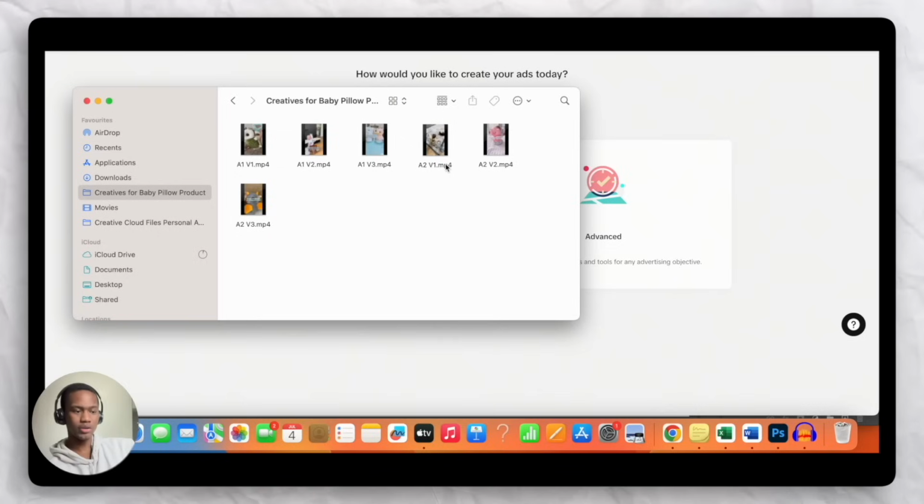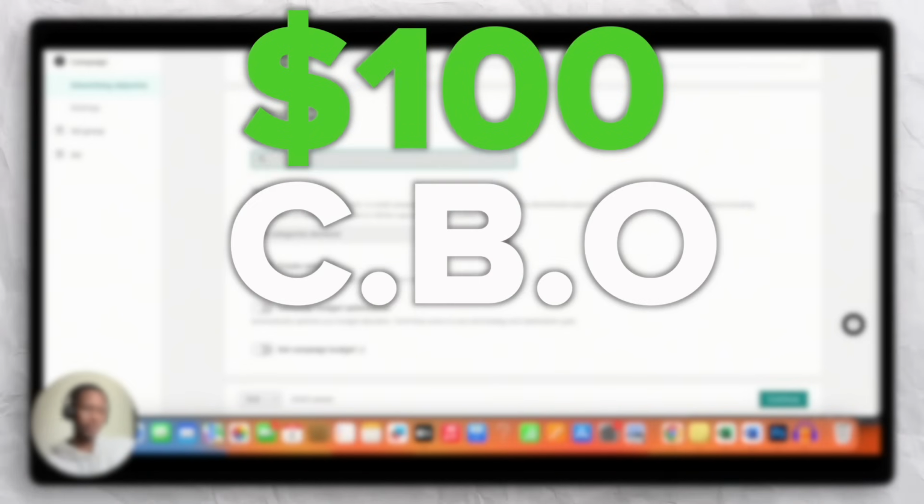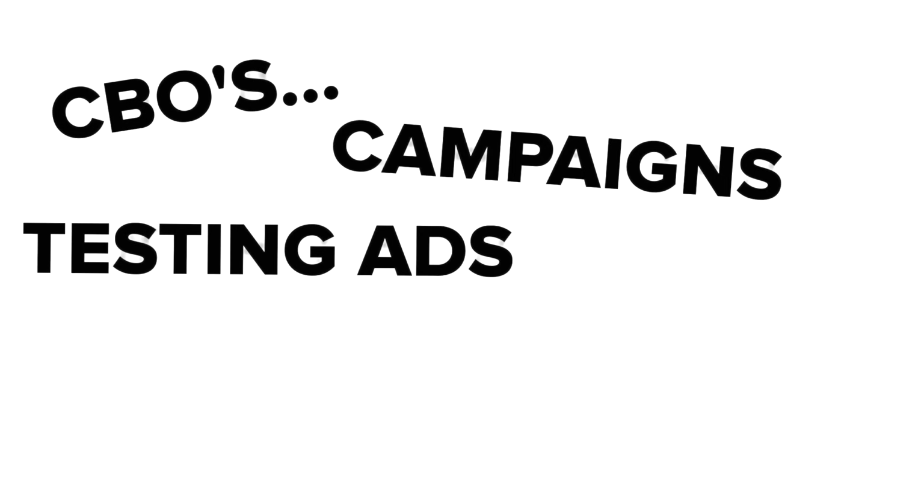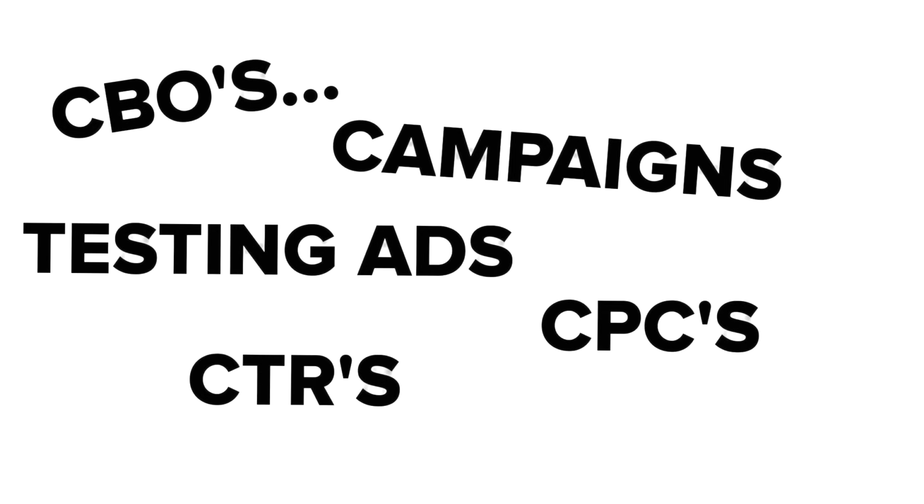I liked it personally. And then I ran a $100 CBO campaign, put all the ads inside, and basically the CBO campaign was there to find out which ad was gonna get us some goddamn money. Okay, so what am I talking about? CBOs, campaigns, testing ads, cost per clicks, and click-through rates? What the hell am I saying? Well, let me break it down.